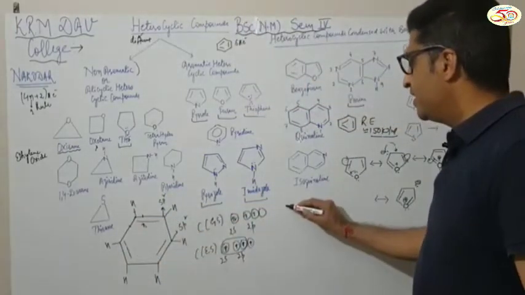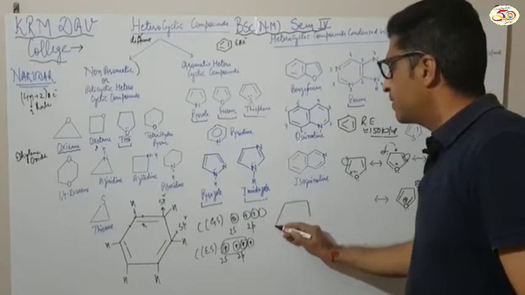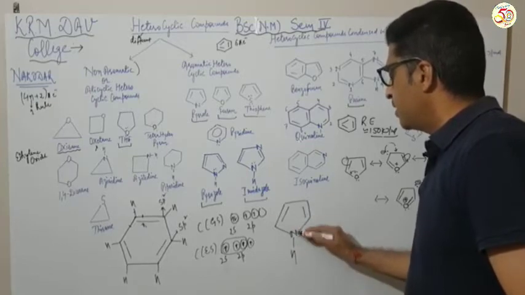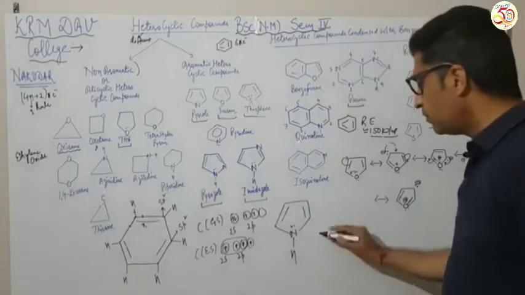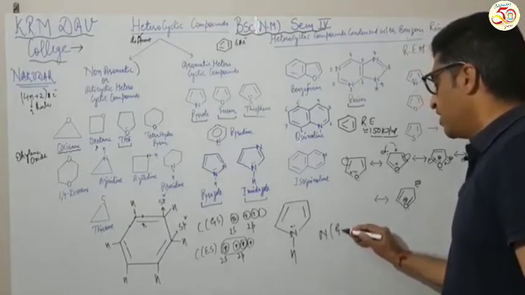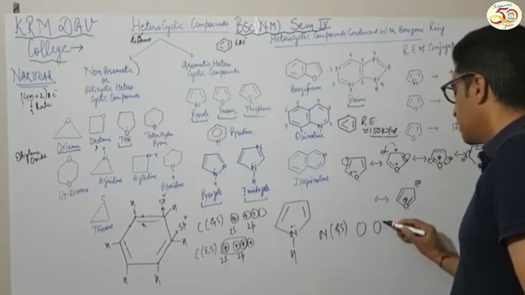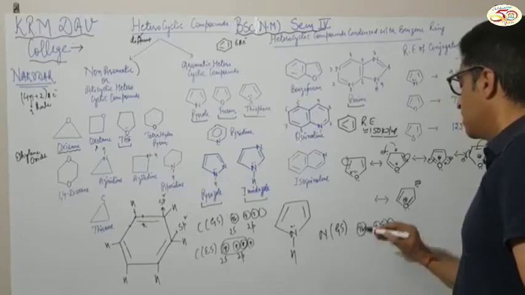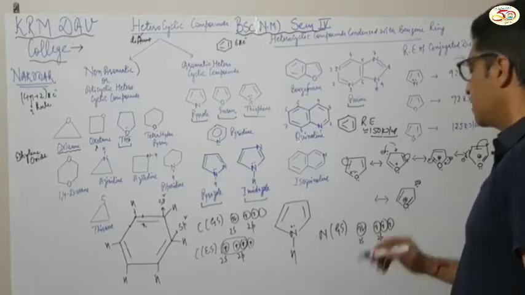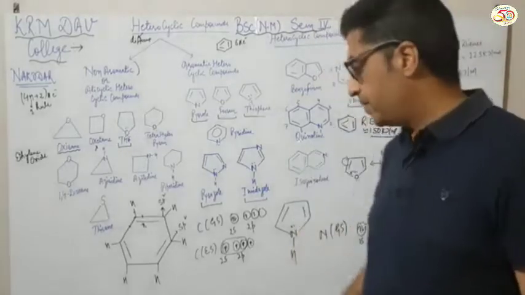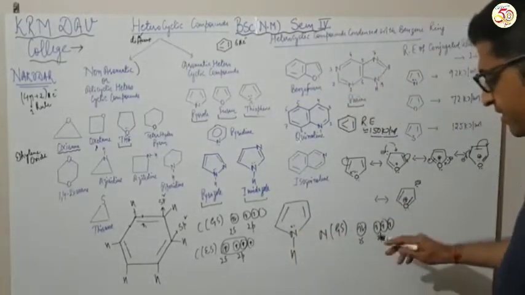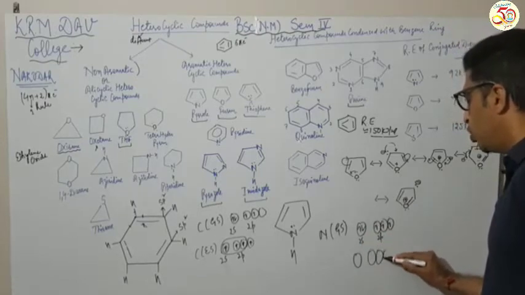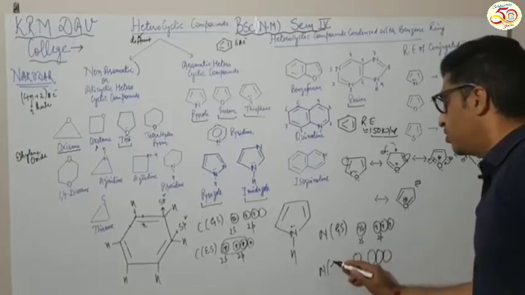If I take pyrrole, this is the structure of pyrrole. What about nitrogen? This is the ground state configuration. Then how do we justify the structure of pyrrole? We feel that there is an excitation of an electron from 2s to 2p. There is no 2d in nitrogen because it belongs to the second period.